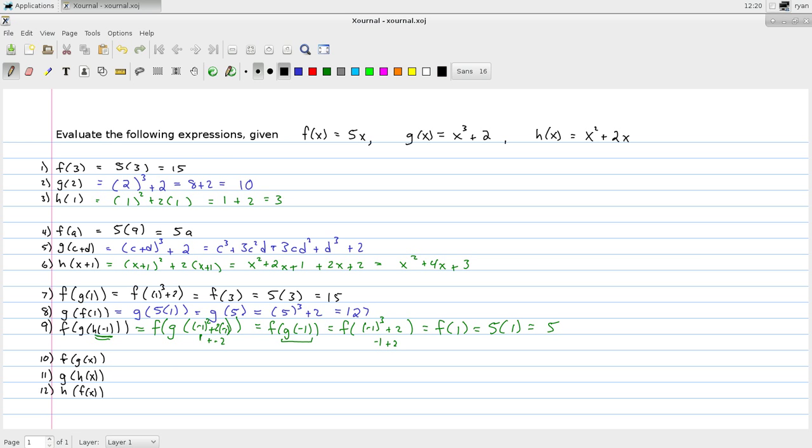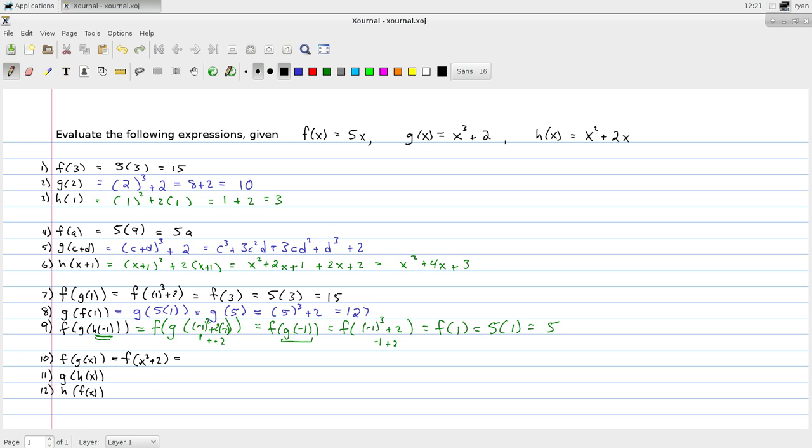Now into the last set. Number 10, f of g of x. Well, we're going to handle what's in the inside set of parentheses first. So g of x, now we don't know what x is, so we're going to plug in what we know. G of x is x cubed plus 2. We just replace the inside function with what its value is.